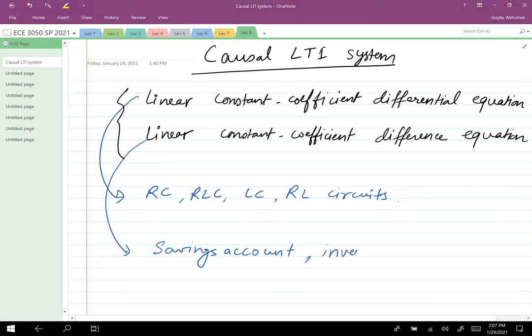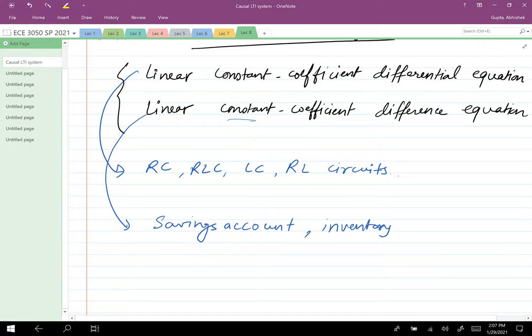And then inventory. Typically inventory, like how many gallons of milk or juice Kroger has, that's the inventory. And that also follows, well, if the demand is constant, then it's a linear constant coefficient difference equation. Of course, in reality, the demand is not constant. It's usually fluctuating, so it's not really a constant coefficient in reality, but on average it remains constant. Therefore, at a high level or at a planning level, you can assume it to be a linear constant coefficient difference equation.